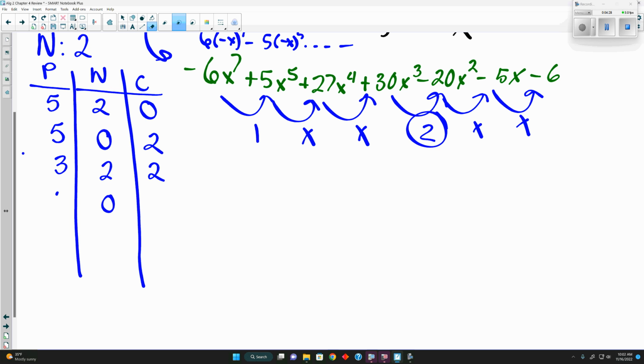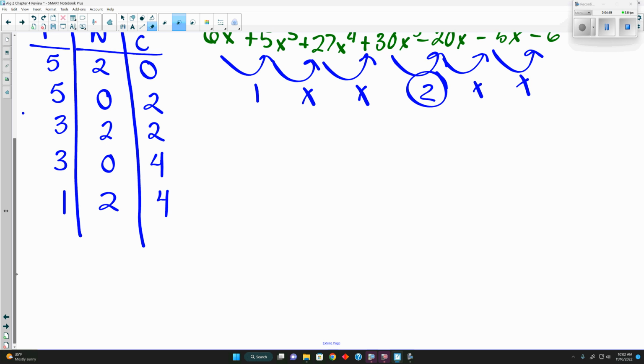Subtract 2 from the negatives again. So we'd have 3 positives, 0 negatives, and 4 complex, because we still need to have a total of 7. Now we can't subtract from the negatives again, but can we continue to subtract from the positives? So we can say 1 positive, 2 negatives, and 4 complex, or 1 positive, 0 negatives, and 6 complex.